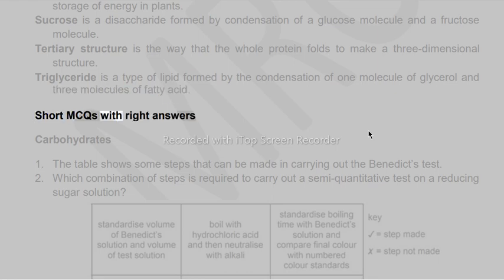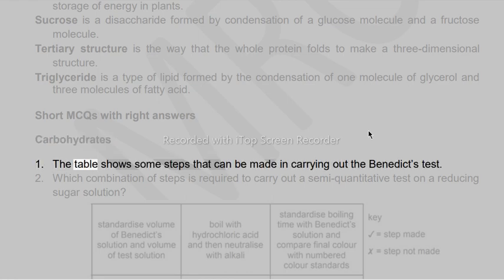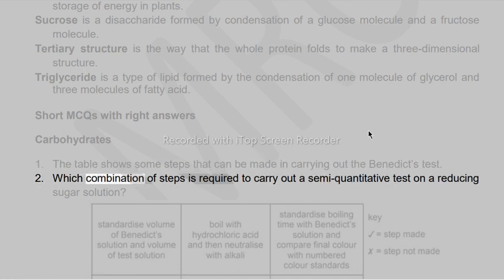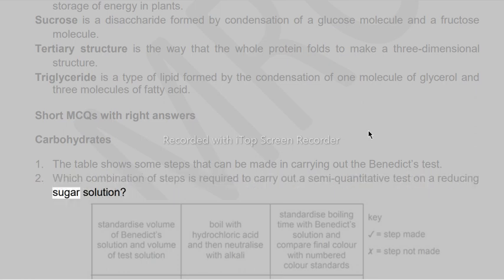Short MCQs with right answers. Carbohydrates. 1. The table shows some steps that can be made in carrying out the Benedict's test. 2. Which combination of steps is required to carry out a semi-quantitative test on a reducing sugar solution?